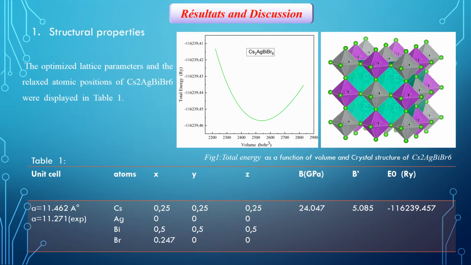This figure shows total energy as a function of volume and the crystal structure of double perovskite. The optimized lattice parameters and the relaxed atomic positions of double perovskite are displayed in Table 1.